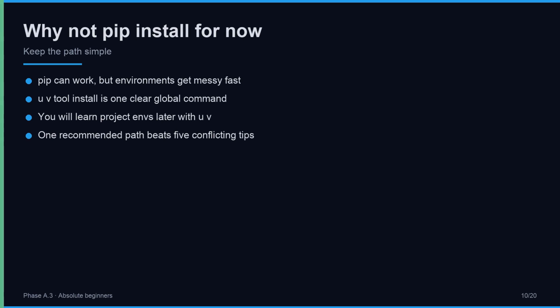You may see older advice to use pip install ipython. That can work, but beginners often end up with messy environments. For this series we recommend uv tool install as one clear global command. Project environments come later, one recommended path beats 5 conflicting tips. Especially remember, pip can work, but environments get messy fast. When that feels clear, continue, there is no rush.